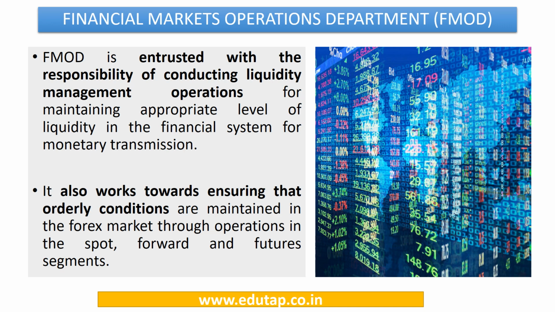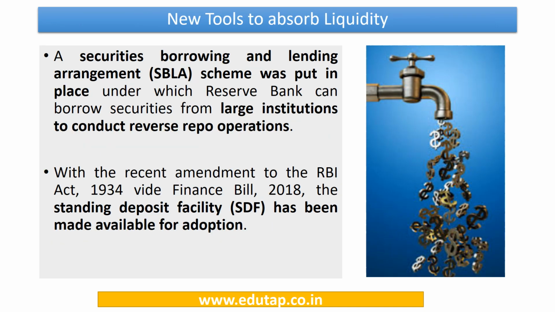Now let's move to the next department, which is the Financial Markets Operation Department. It is entrusted with the responsibility of conducting liquidity management operations in the economy. Further, it is also concerned with ensuring orderly conditions in the forex markets, and this is done through operations in the spot market, forward market and futures segments. Further, there were talks about new tools to absorb liquidity in the economy, and among these we have a securities borrowing and lending arrangement scheme. Under this scheme, the RBI can borrow securities from large institutions to conduct reverse repo operations. Also, the standing deposit facility has been made available for adoption. This we have already discussed, and we have to remember that there is this arrangement by which RBI can borrow the securities and conduct the reverse repo operations.